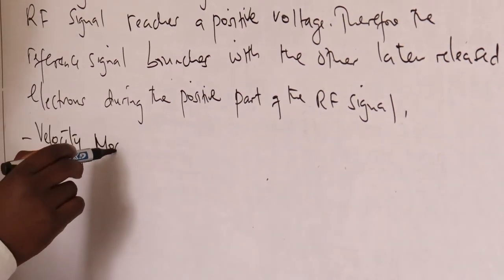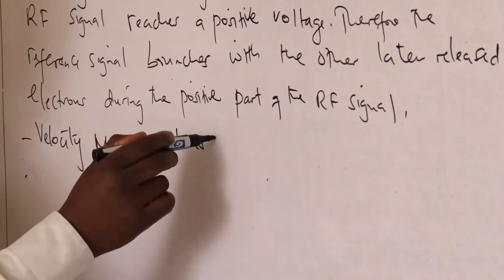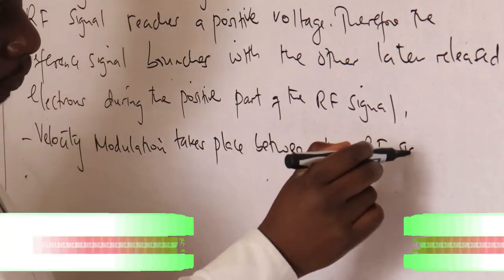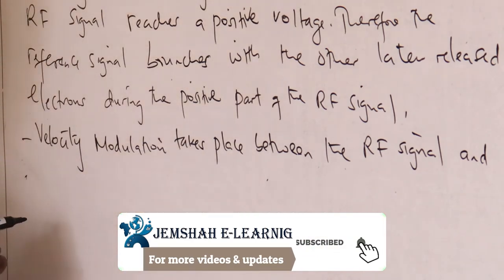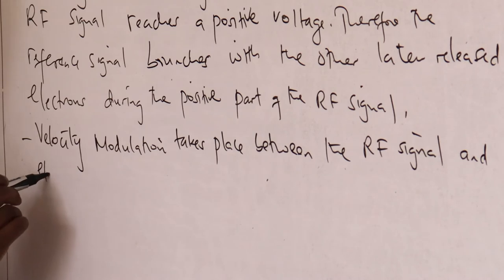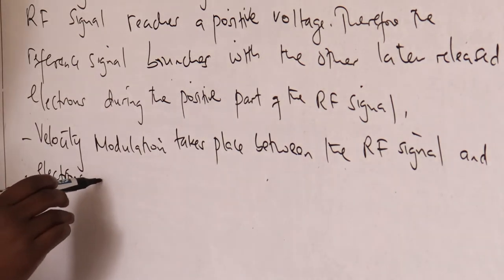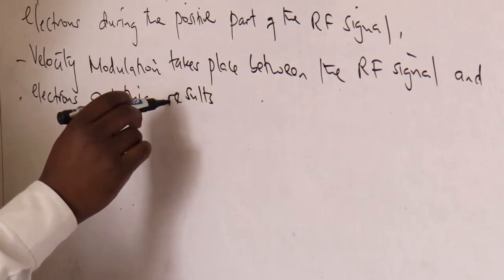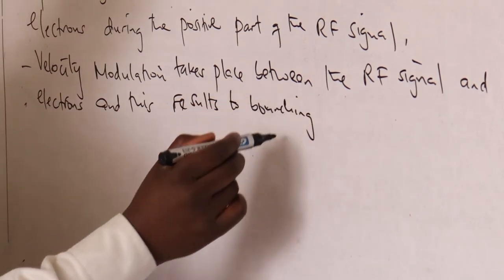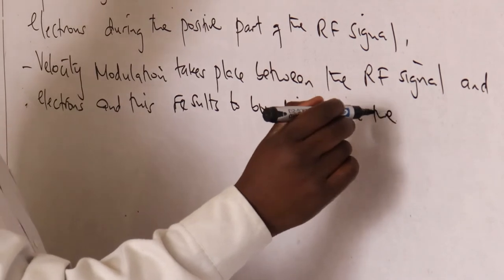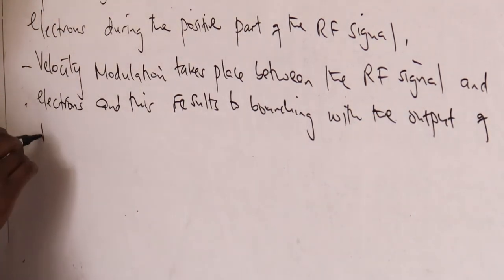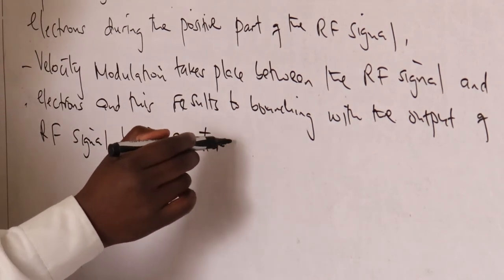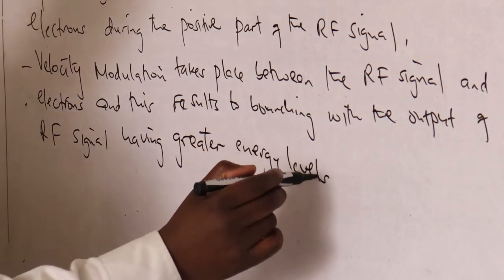Velocity modulation takes place between the RF signal and the electrons, and this results in bunching with the output of the RF signal, having greater energy levels.